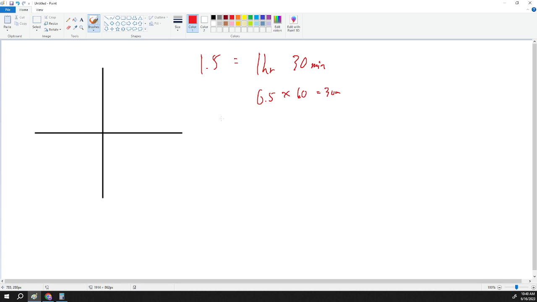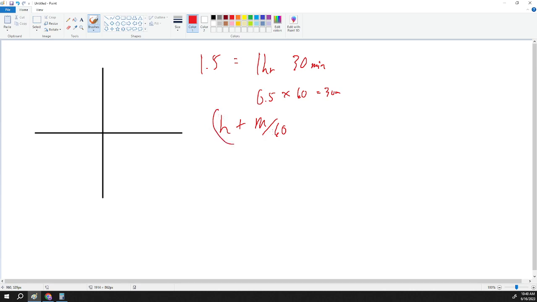So how does it look like? H plus M divided by 60. So if you try this out again, 1 hour 30 minutes would have been 1.5, or 1 hour and 20 minutes would have been 1.3. For 20 minutes, 1 over 3. Yeah, 1.33333. Right?